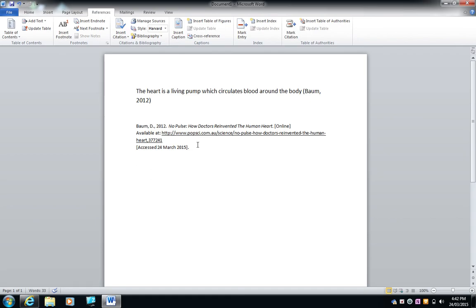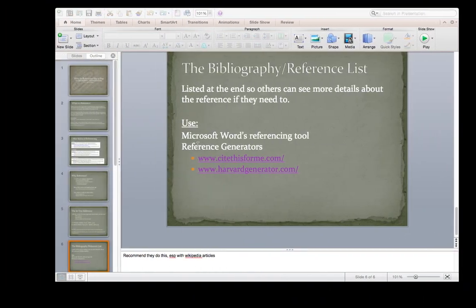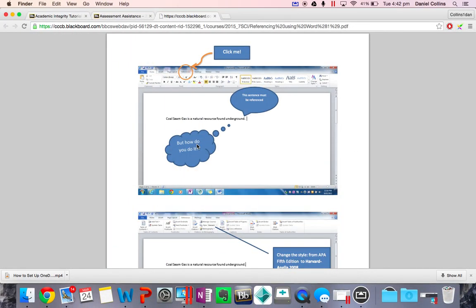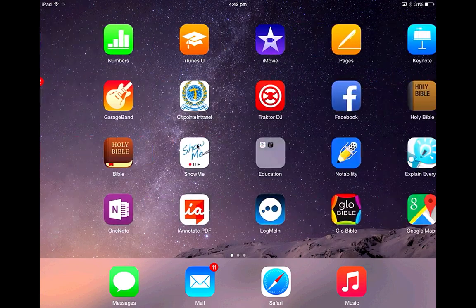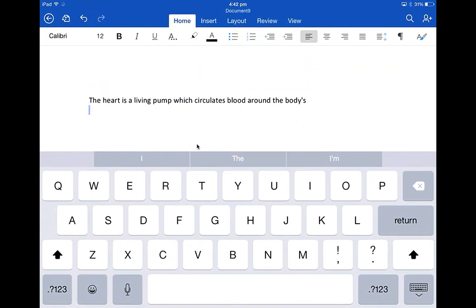Now you could learn where this comma goes, where that comma goes, but I think it's better to use one of these. Now let's say that you're on your iPad at school and you've got that same document up but you haven't done the referencing yet. Well, unfortunately the Word app doesn't have that referencing tool. Can't see it up the top there. This is what I recommend you do.